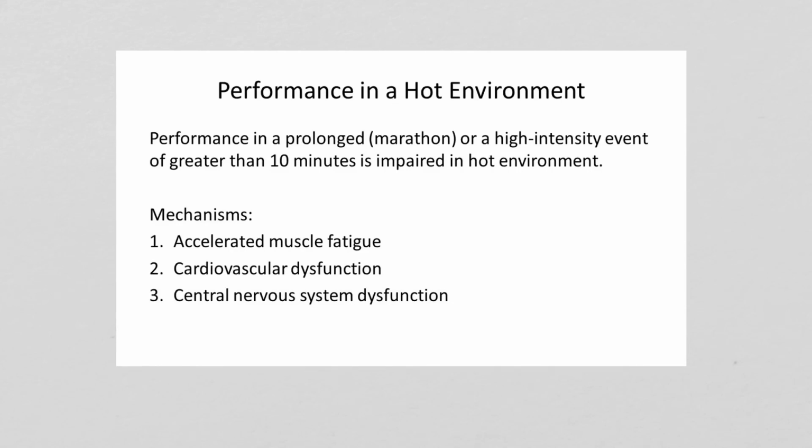The second major mechanism that reduces performance in a hot environment is cardiovascular dysfunction, and the book also refers to this as cardiovascular strain. This will occur primarily in very high intensity exercise. The mechanism here is that you will have an increase in heart rate and a decrease in stroke volume that ultimately will decrease muscle blood flow. And obviously, with a lower blood flow, you have lower oxygen delivery, and that will decrease muscle force output.